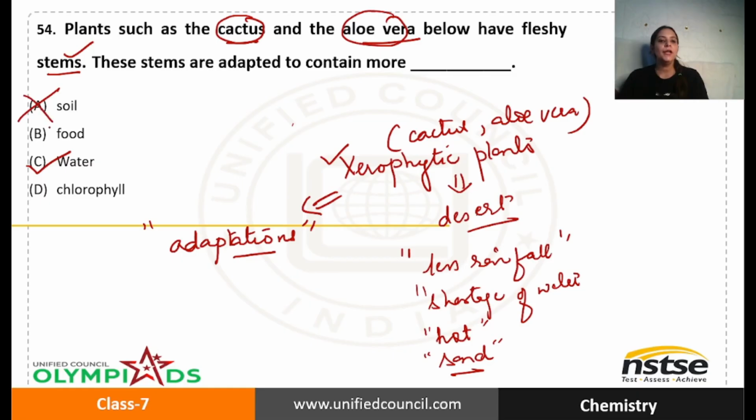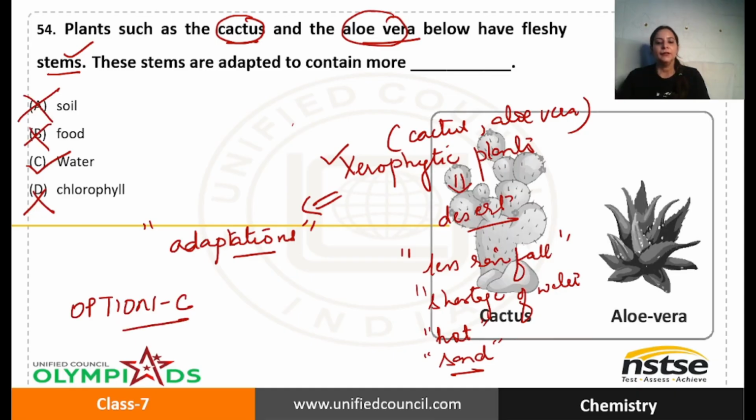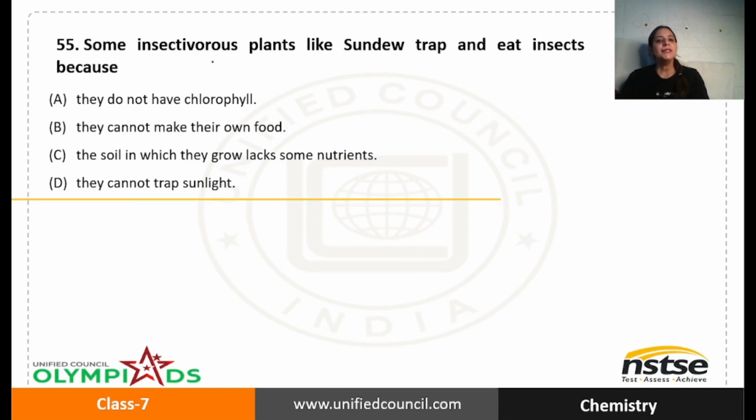So it is not soil, not food, not chlorophyll. Yes, it is water. So which statement is correct? Option C is correct. Okay, next question says, some insectivorous plants like sundew trap and eat insects because. Yes, we do have insectivorous plants, and I hope you remember, insectivorous plants are those plants which feed on insects.